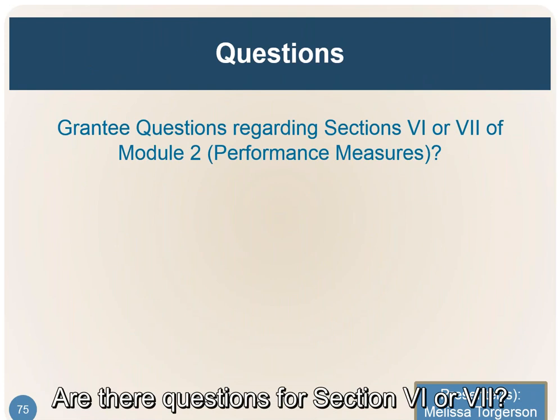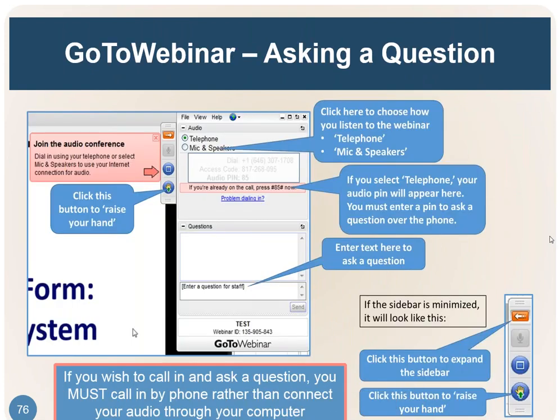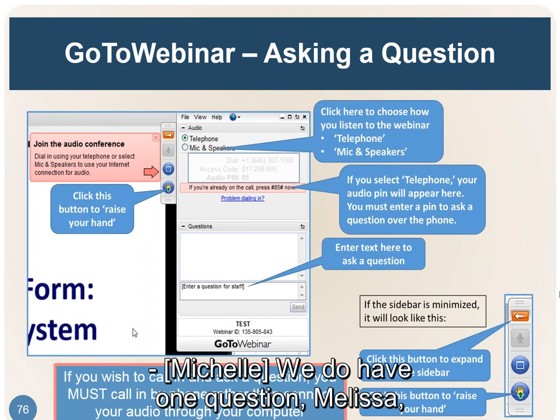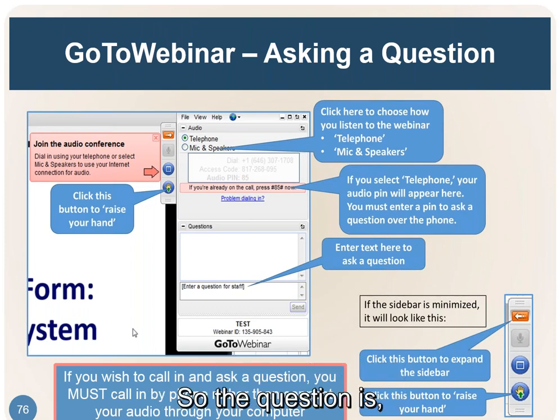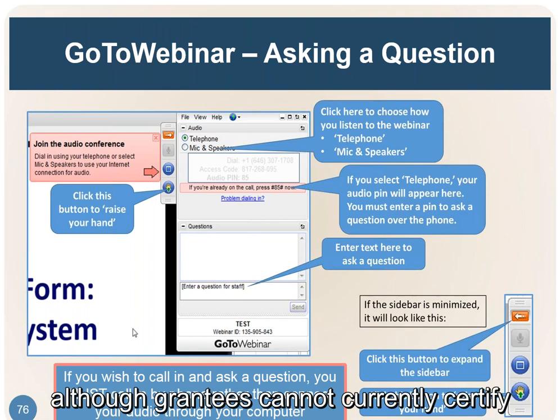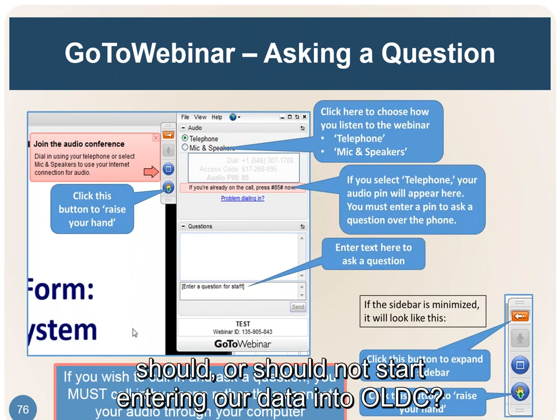Are there questions for section 6 or 7? We do have one question, Melissa, and this is more about filling out the form itself. The question is, although grantees cannot currently certify or submit their fiscal year 2017 report in OLDC, does this mean that we can, should, or should not start entering our data into OLDC?